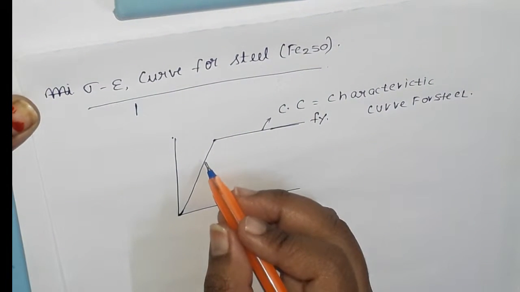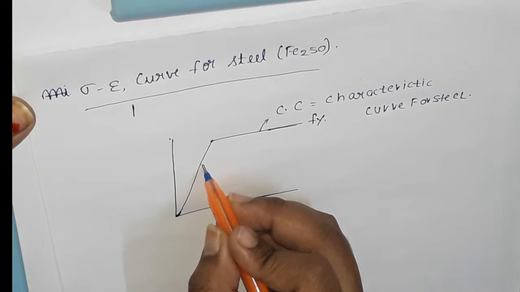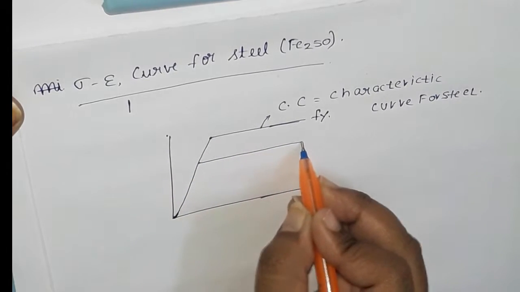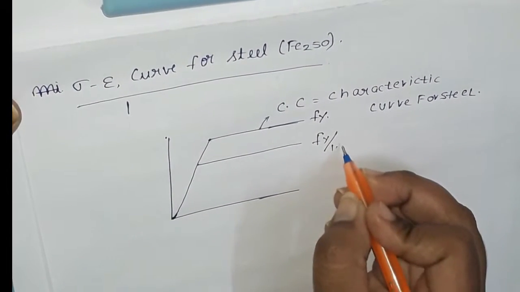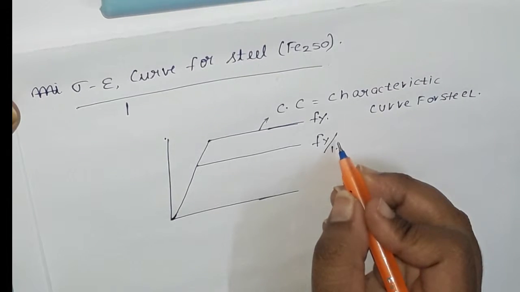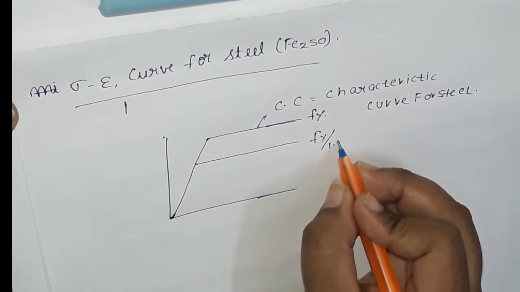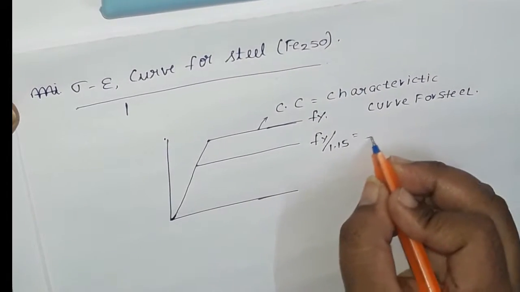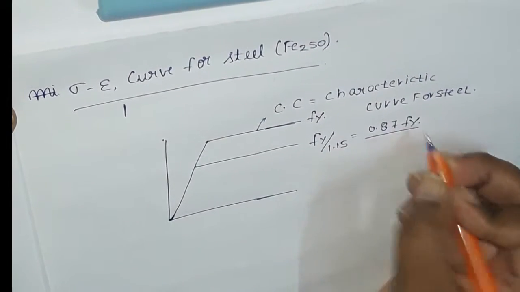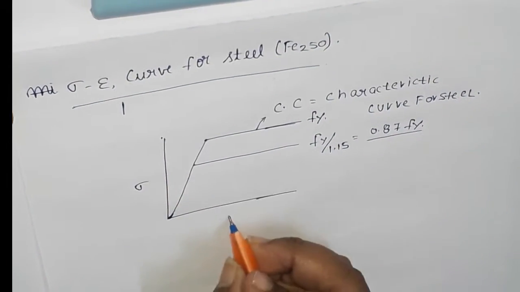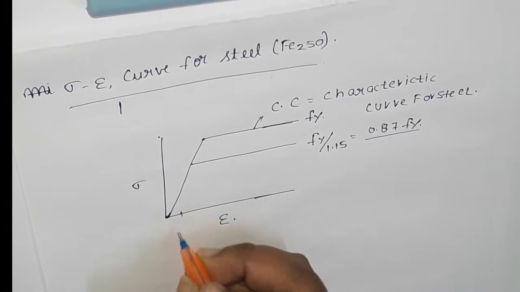But always we are going to consider the factor of safety. So whenever I am considering the factor of safety, I have to divide this value by 1.5. So Fy by 1.5. But 1.5 is the factor of safety for concrete, and for steel the factor of safety is going to be 1.15. So obviously the value is going to be 0.87 Fy. And here we are going to get strain values.